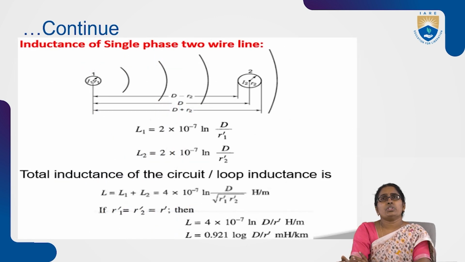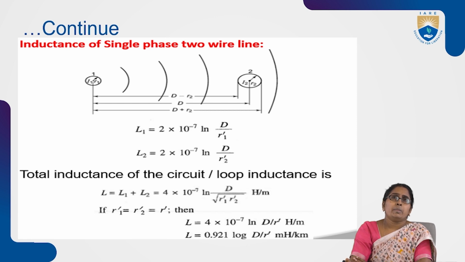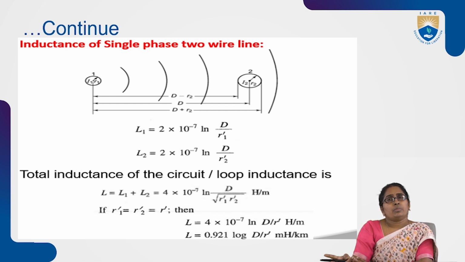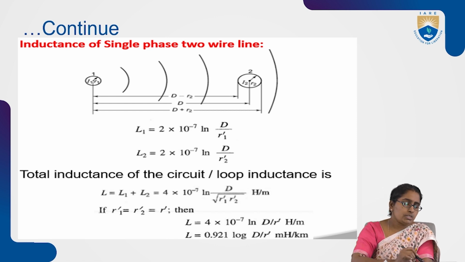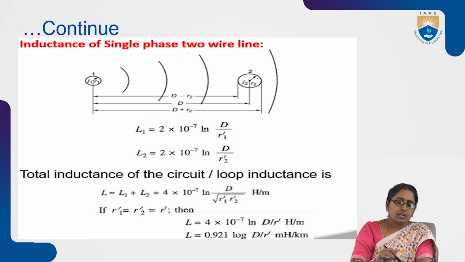As I mentioned already, if we consider the single phase transmission line, that means single phase two wire line, the inductance of a single phase two wire line means there are two conductors. Here, as you can see, conductor 1 and conductor 2. One conductor acts as a go conductor, the other acts as a return conductor. Conductor 1 has current I1 and radius R1, and the return conductor has current I2 and radius R2.